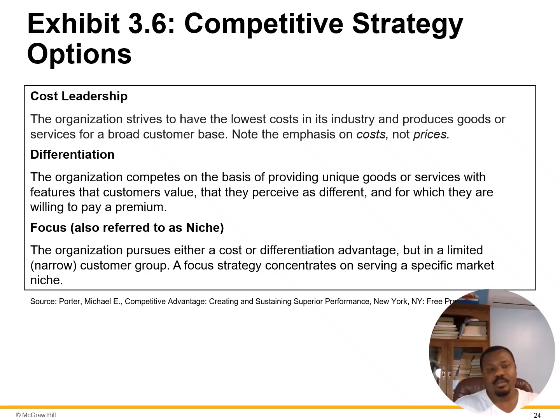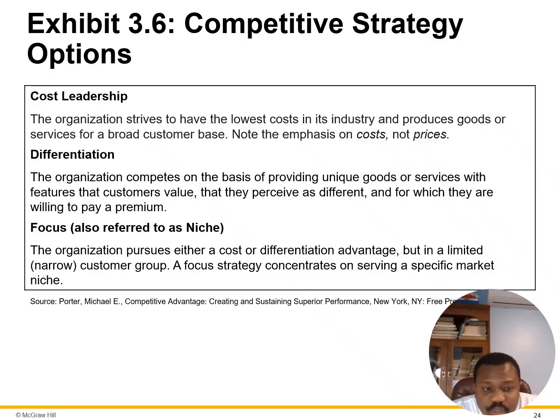So that is it. So we have cost leadership, and we say that we lower costs in each industry and produce goods or services for a broad customer base. And we focus on the cost, not the price. That's the cost leadership. Then we look at differentiation. We say that we compete on the basis of providing unique goods or services with features that customers value, that they perceive as different, and for which they are willing to pay a premium. So these are the competitive strategy options: cost leadership, differentiation.